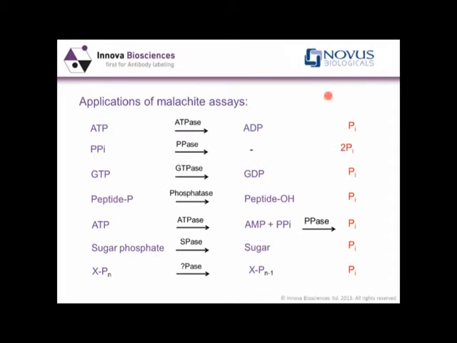Okay, these are some of the applications of the Malachite assay that I've described. You can measure ATPases, pyrophosphatases, GTPases, phosphatases. ATPases that produce pyrophosphate, you can run these assays with excess pyrophosphatase in the assay. So any product is converted into inorganic phosphate, which you can measure with the Malachite reagent. Sugar phosphatases, I mean the list is endless. So the general case here, XPN converted into XPN-1 and measure inorganic phosphate.